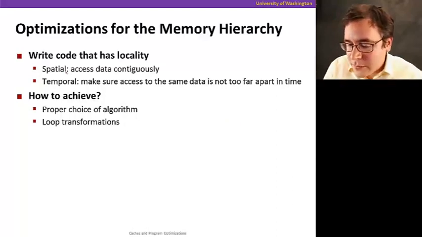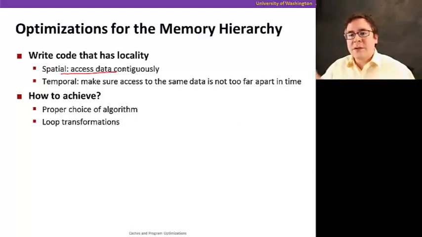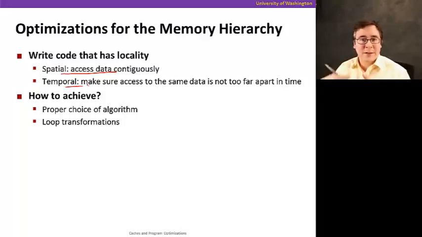In spatial locality, what we want to do is make sure the algorithm accesses data contiguously as much as possible, even laying out data in memory in a way that increases the spatial locality properties. The second one is temporal locality. The code should make sure that if a data item is going to be accessed multiple times, we try to access it closer in time, so you can take advantage of temporal locality and increase the likelihood that the data is going to be in the cache.